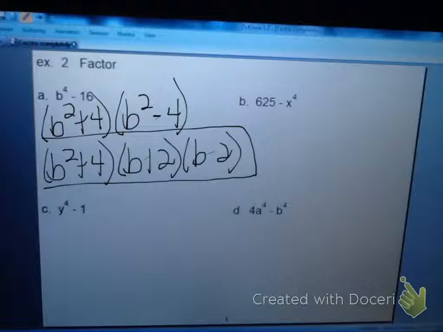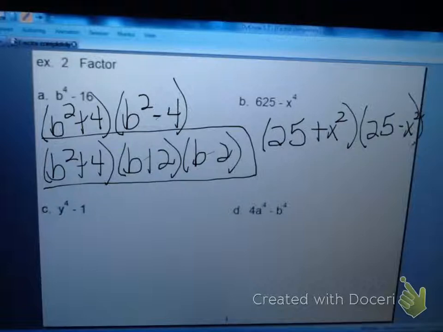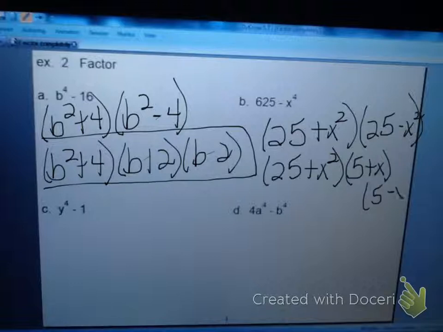Example B, 625 minus x to the 4th. That is 25 plus x squared times 25 minus x squared. And again, this 25 plus x squared is prime. You cannot do anything with that. But this is a difference of two perfect squares: 5 plus x times 5 minus x.